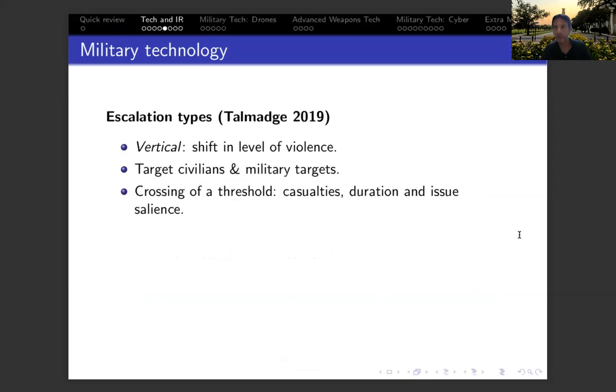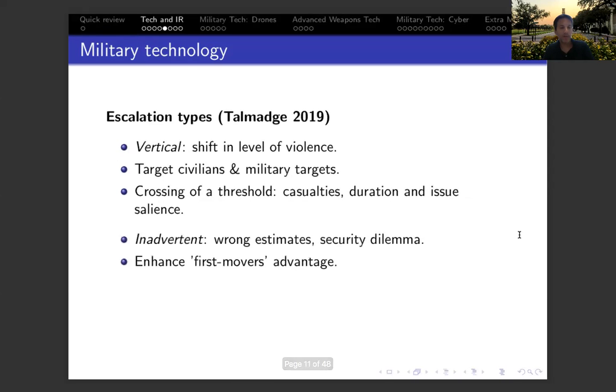For example, there's vertical escalation, which is a shift in the level of violence that is beginning to target civilians in addition to military targets. It should be defined as a very severe type of escalation because it crosses a very clear threshold, which leads to more casualties. It usually prolongs the war and raises the stakes.